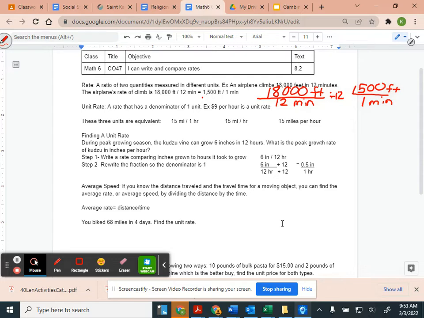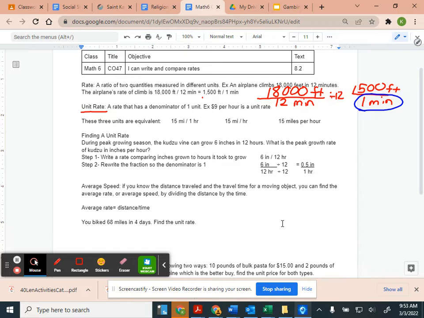We call that the unit rate. A unit rate has a denominator of 1. So when we're finding the unit rate of something, we always break it down to a 1 on the bottom. So we have to simplify it down. We're not dividing our numerator by denominator because they are different measurements. So we can't divide them.